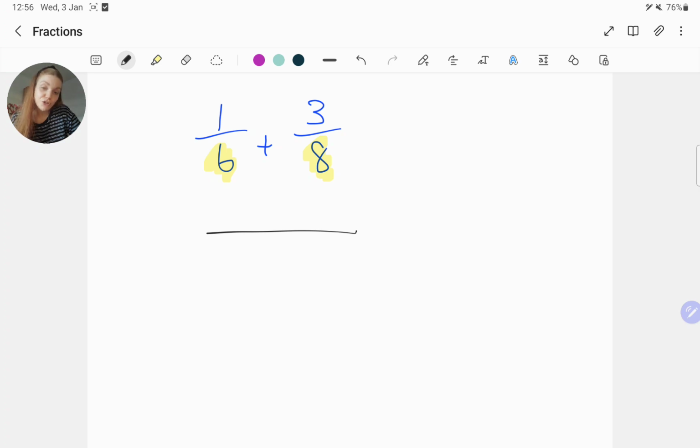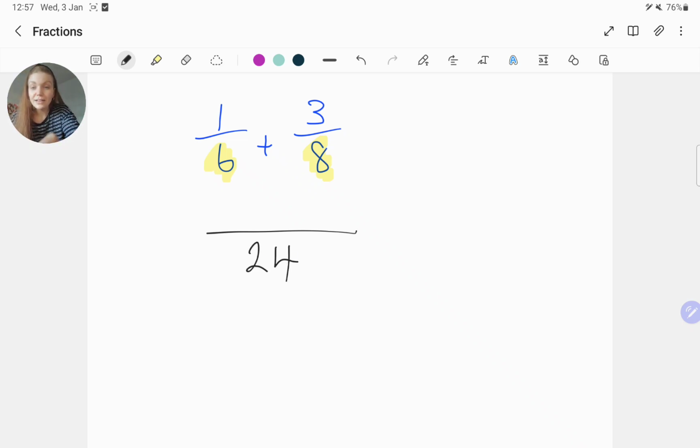We could do, do they both go into 24? Yes, they do. Or you could just multiply 6 times 8. So 6 8s are 48. You could put them all over 48. But I'm going to go with 24 just because it's smaller. Okay, but it doesn't matter. They'll all give the same answer.